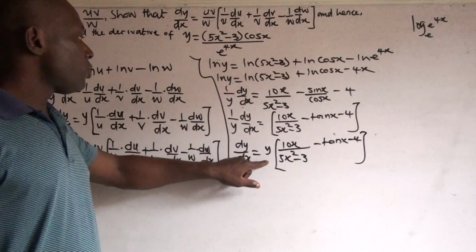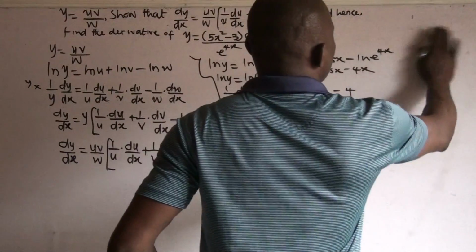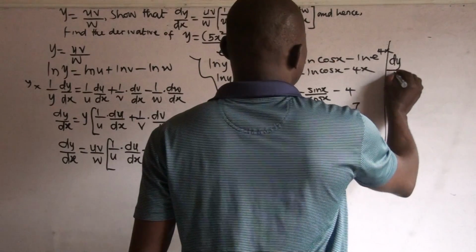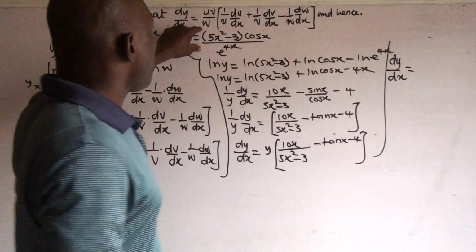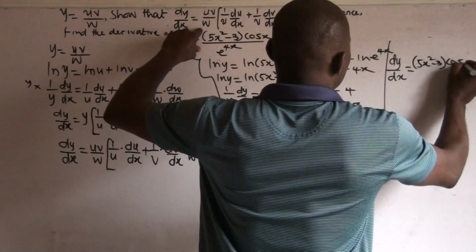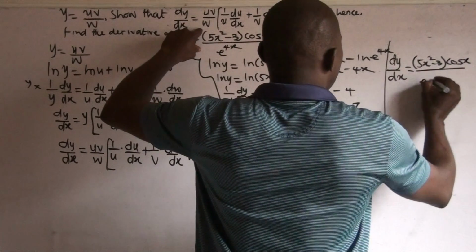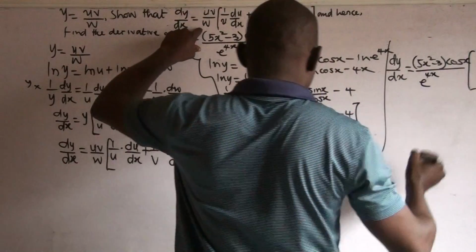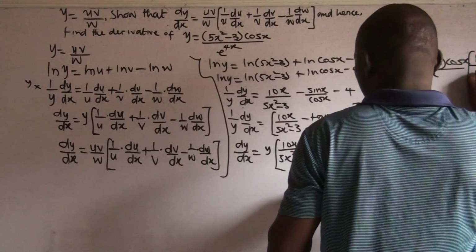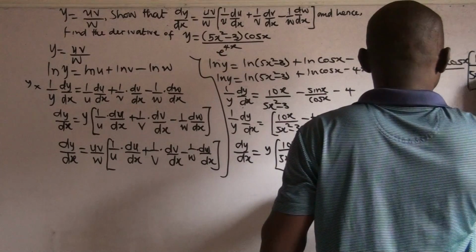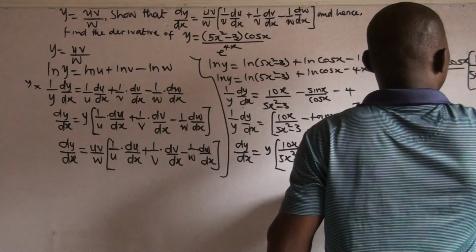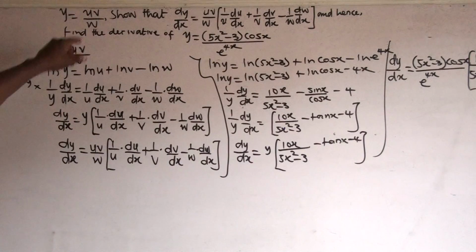But you recall that this y has an expression, so we can easily transform it, that our dy/dx, seeing that y has an expression which is 5x squared minus 3, cos x over exponential 4x, we close our bracket, and the quantity in this here will be 10x all over 5x squared minus 3 minus tan x minus 4. Okay, this is the derivative of this expression.